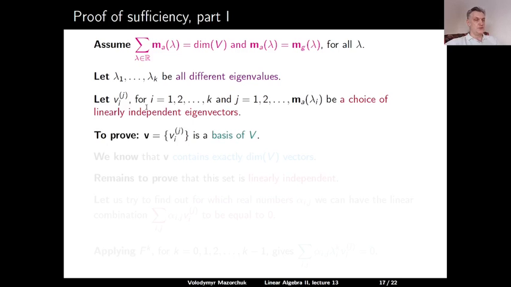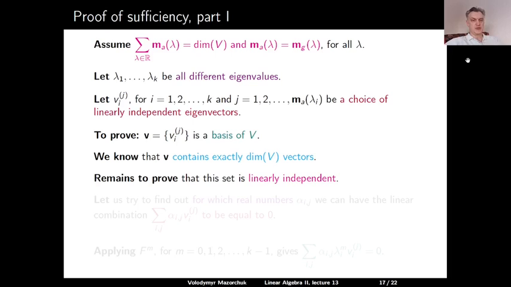What we want to prove is that the collection of these vectors is a basis of V. And then we will be done, because the matrix of f in this basis, which by definition is an eigenbasis, is diagonal. So we know that this basis contains exactly as many vectors as we need, because the sum of algebraic multiplicities is equal to the dimension of V. So it remains to show that the set bold V is linearly independent.